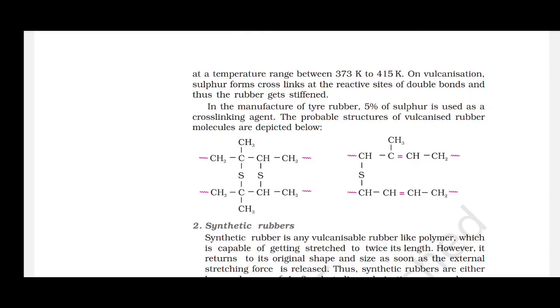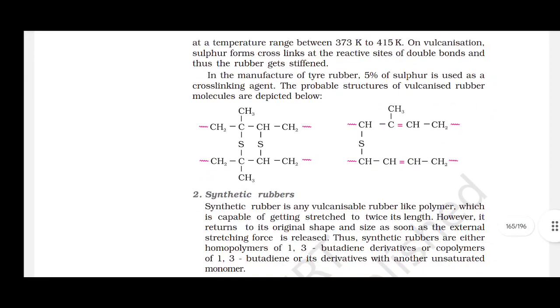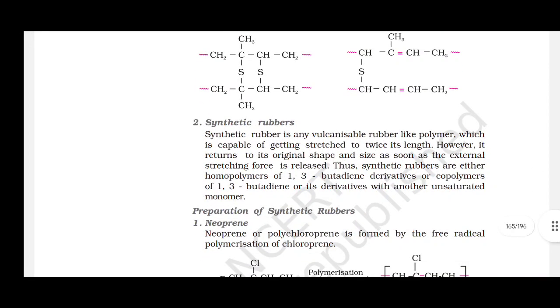On vulcanization, sulfur forms cross links at the reactive sites of double bonds and thus the rubber gets stiffened. In the manufacture of tire rubber, 5% of sulfur is used as a cross-linking agent. The probable structures of vulcanized rubber molecules are depicted below. You can see how the rubber is vulcanized. Okay, 5% sulfur is used, this is important. In tire rubber, how much sulfur is there? 5%.